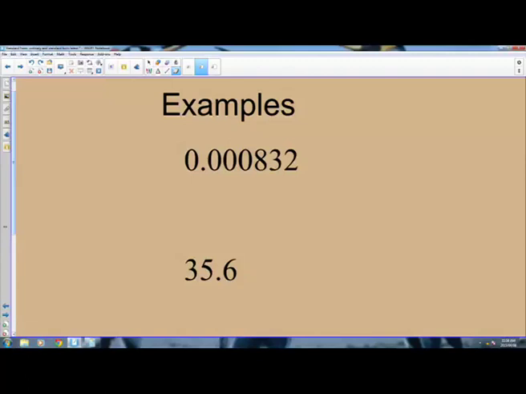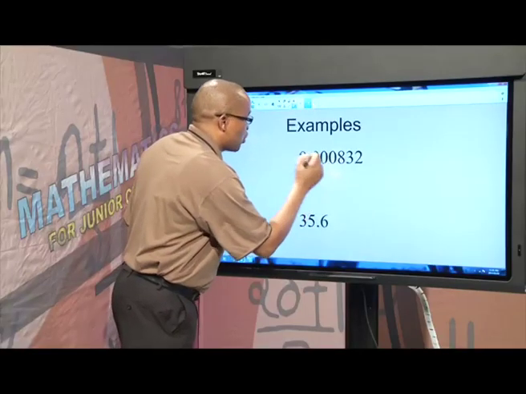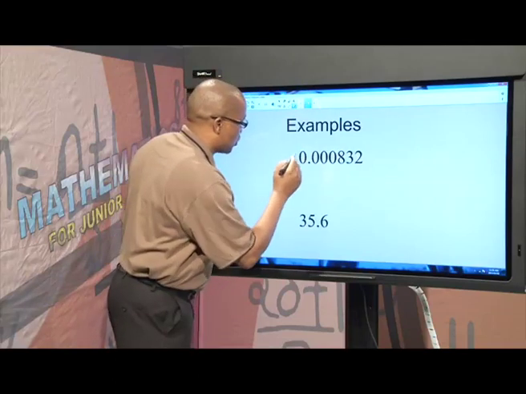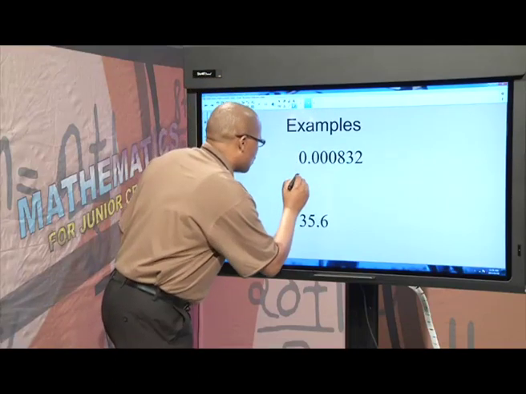0.00832. Change this to standard form. Remember, there should be only one digit before the point. Now, the point is here. How many times will we move this point so that we achieve a situation where there's one digit before the point?